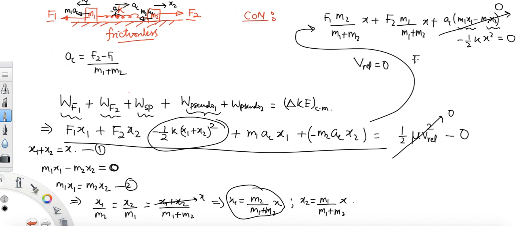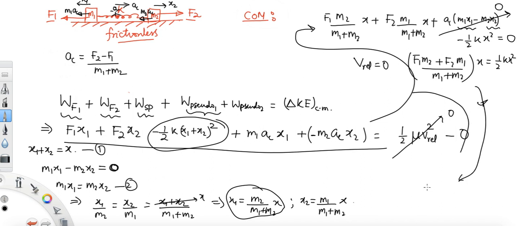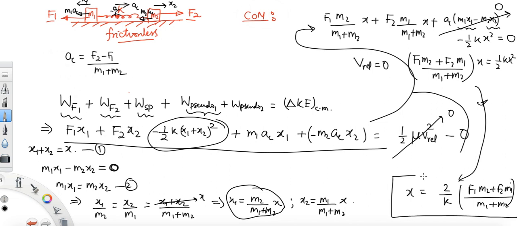So further we have (F1 m2 plus F2 m1) over (m1 plus m2) times x, and this is equal to half k x squared, and from here we can find the value of x. So x is equal to 2 over k times (F1 m2 plus F2 m1) over (m1 plus m2), and that's it. I hope you understand it.